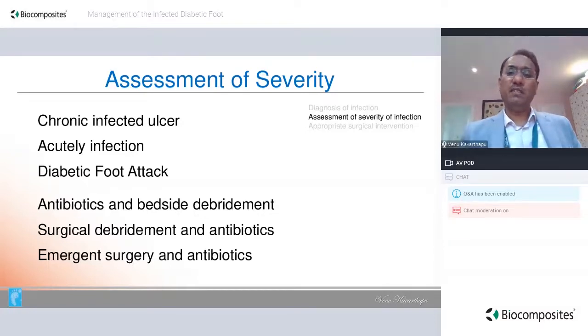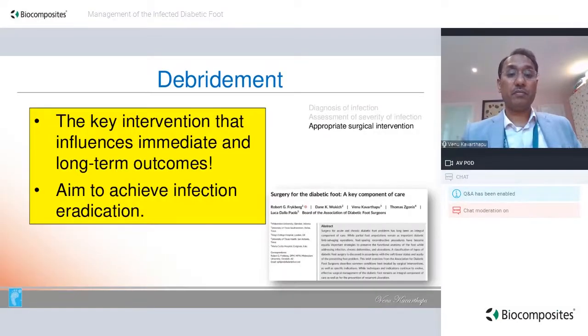So depending on the severity of that infection, it is really critical that we grade that severity based on the presentation, so that some presentations can simply respond to antibiotics and bedside debridement, such as a chronic infected ulcer with no deep penetration, or some require surgical debridement and antibiotics, and some of that surgical intervention can even be emergent surgery, such as for a diabetic foot attack presentation.